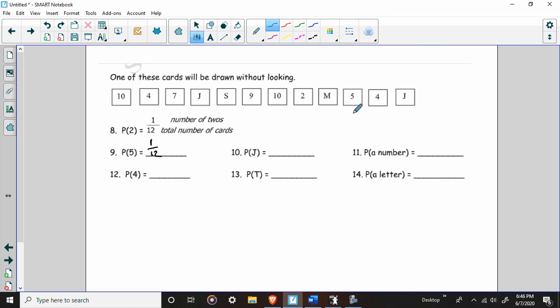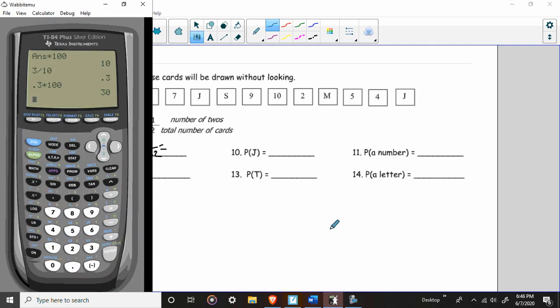This 5 has no value. It's just a character, okay? So we're not going to say 5 out of 12. We're just going to say 1 out of 12 because there's one card that's got a 5 on it here. So 1 out of 12, again, you break out your calculator if you want to change this into a decimal. 1 divided by 12, which is 0.083333 times 100.